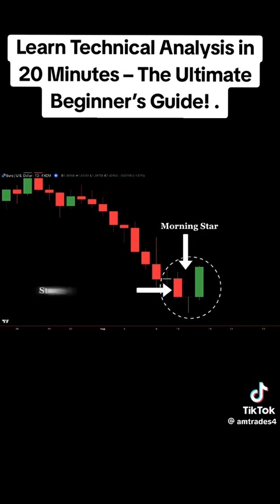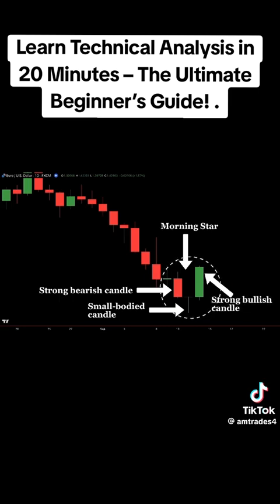The first candle is a strong bearish candle, showing that sellers are in control. The second candle is a small-bodied candle, which can be a doji or a small bullish or bearish candle, indicating indecision in the market. The third candle is a strong bullish candle that closes deep into the first candle's body, confirming that buyers have taken over.